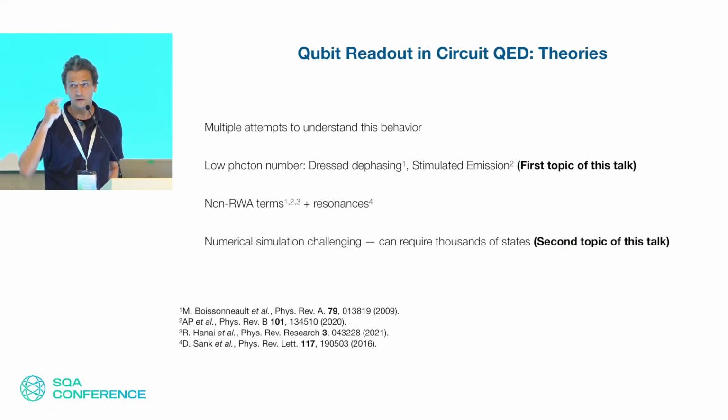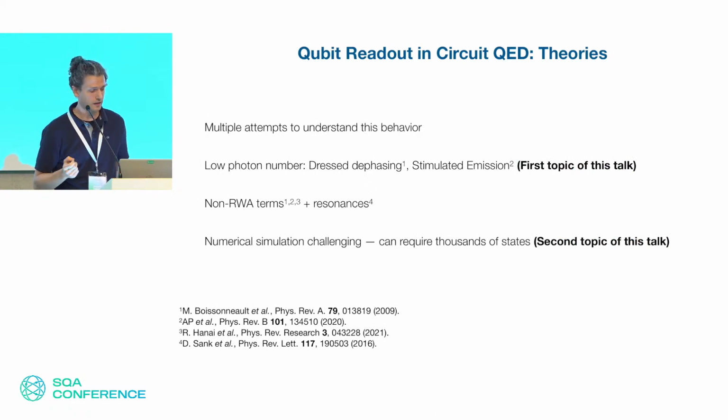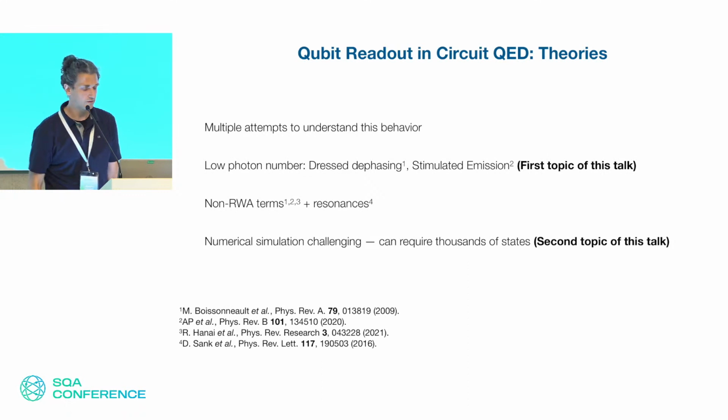There have been multiple theory attempts to understand this kind of behavior. At low photon number, you can do some kind of perturbation theory. Originally, based on that Jaynes-Cummings Hamiltonian, the perturbation theory that was favored was this dress-dephasing theory. You can ask me questions about it if you want to hear more details. There's also a theory of stimulated emission, also perturbative, and this will be the first topic today. Essentially, this is a game of non-rotating wave approximation terms in the Hamiltonian, and also of resonances happening in the spectrum of the driven system.